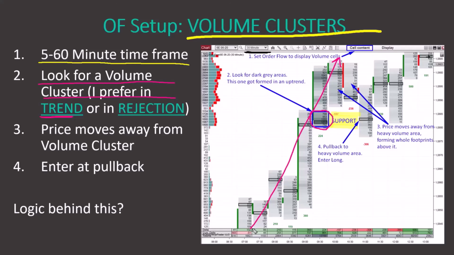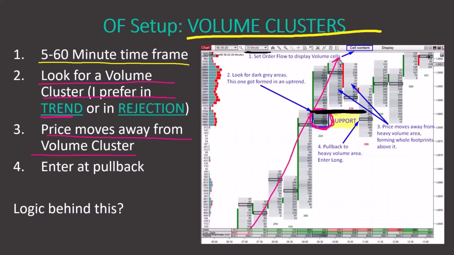So in this case, buyers were pushing the price upwards, and in here, they were active and they were adding massive loads of volumes to the longs. Then they push the price upwards some more. So you want to see the price move away from that volume cluster, right? This is volume cluster right here. Price moves away from that volume cluster. You mark that level in your chart. What I prefer is mark the beginning of that volume cluster, and then you wait for a pullback.